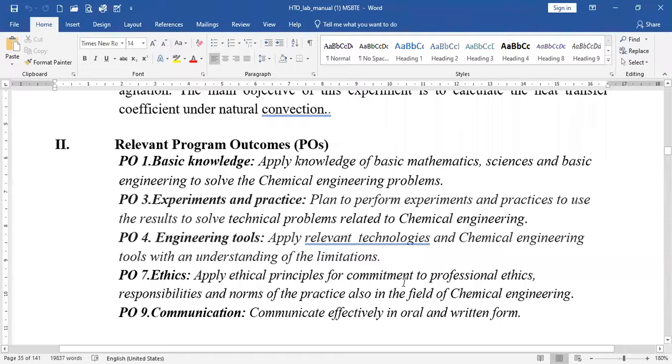and some ethical principles we have to follow. Some engineering tools can be used to understand the limitations of this particular experimental setup or the limitations of some of the tools, and we have to plan the experimental practices and the sequence of this experiment, and then we have to communicate all these things to the team members and the staff member effectively with the help of oral or written communication.